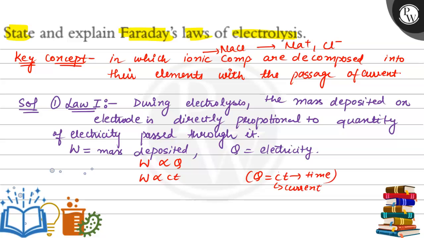Okay, so now further, to remove this proportionality sign, we have W is equal to Z into C into T. Now this new term Z here is called electrochemical equivalent. Okay. And this was about the first law of electrolysis. Now we will learn about the second law.